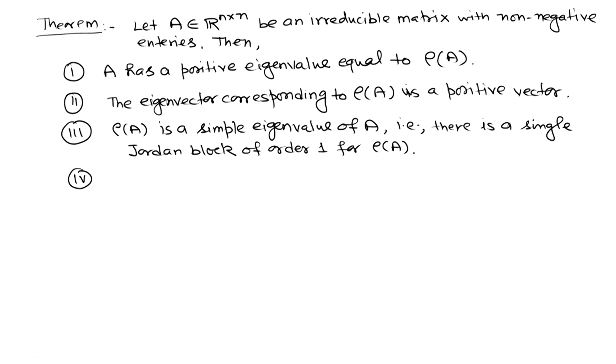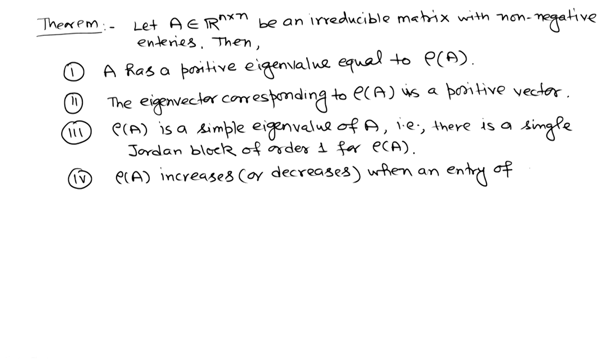Or the index of this eigenvalue is 1. The fourth result is this eigenvalue rho A increases or decreases when an entry of A increases or decreases. So, in other way, the spectral radius of A, if A is irreducible and non-negative, depends on entries of A. If you increase any of the entries of A, the spectral radius will increase. If you decrease the entry of A, the spectral radius will decrease.